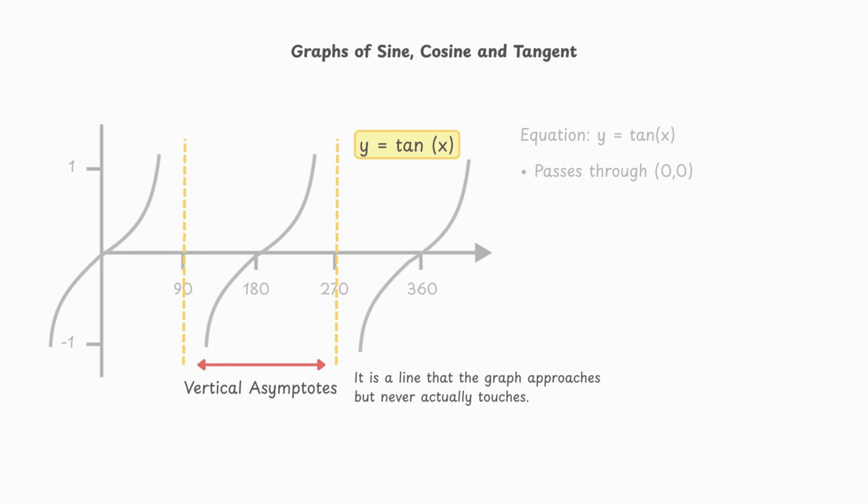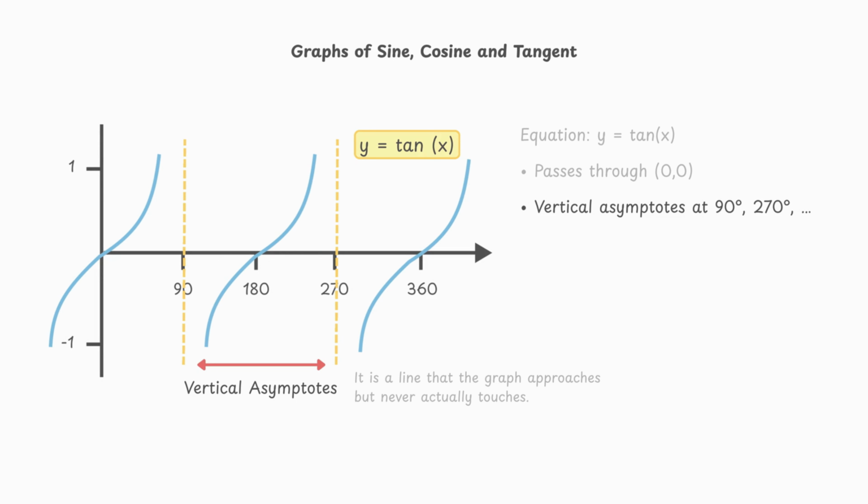This is because there is something called a vertical asymptote. An asymptote is a line that the graph approaches but never reaches. For the tangent graph, there are vertical asymptotes at 90 degrees, 270 degrees, and so on. These are the points where the graph is not defined. Now, after each asymptote, the graph starts again from negative values and then increases upward again. This pattern repeats again and again.